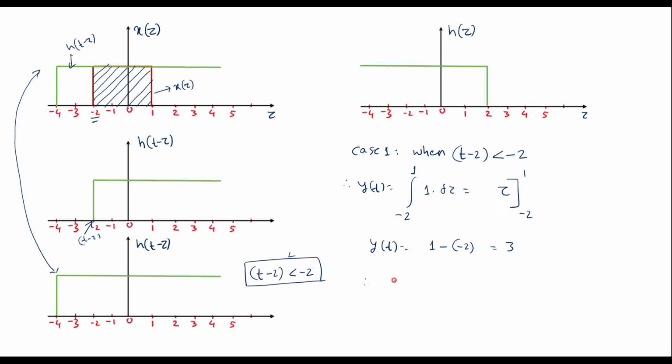So therefore y of t is equal to 3 when t is less than 0. That is, t minus 2 less than minus 2 means t less than 0.